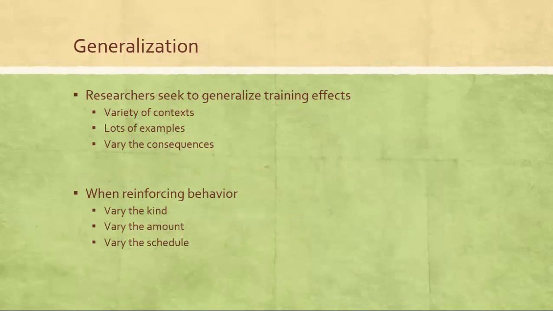Researchers have identified ways of increasing the generalization of training effects. Provide training in a variety of contexts, provide lots of examples, and vary the consequences. If you are reinforcing the behavior, vary the kind, amount, and schedule of reinforcers. You can even reinforce generalization when it occurs.